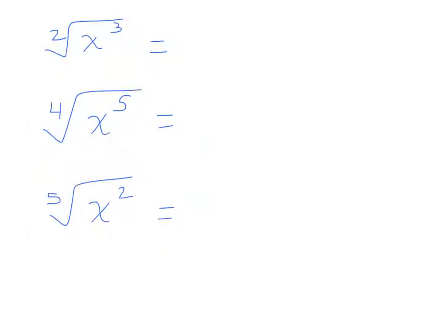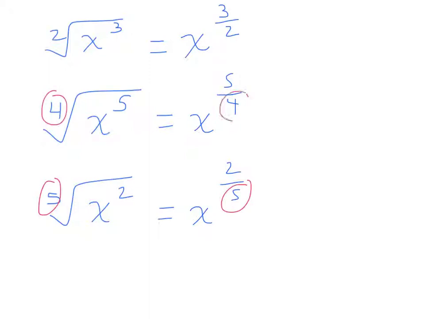Let's add in one more exponent inside the radical. So now, instead of writing x to the 1/2, we add in the 3. So this is x to the 3/2. x to the 5 over 4, x to the 2 over 5. So notice that the index is always in the bottom.